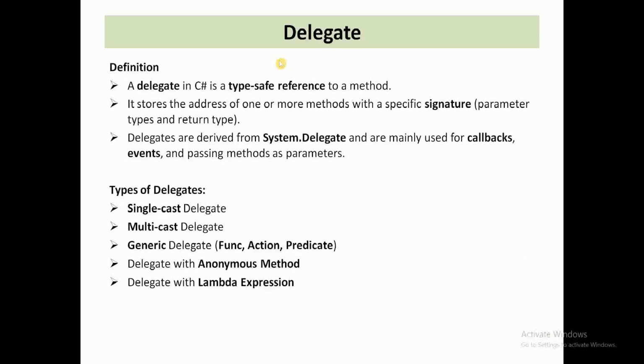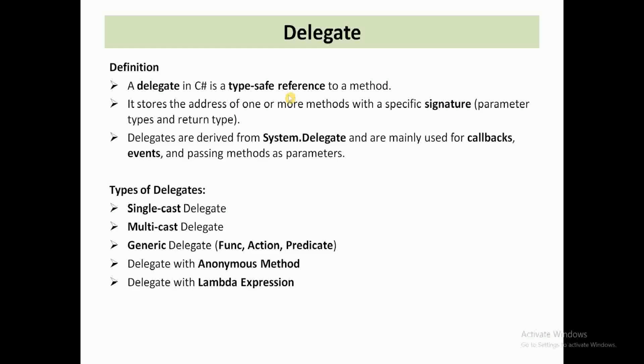So our first topic is a delegate. So what is a delegate? A delegate in C# is a type safe reference to a method. Type safe reference means we pass the method reference to the delegate. If we want to use that delegate with the method, then we only pass the reference, we do not directly call the method with the parentheses. So it is the main functionality of a delegate.